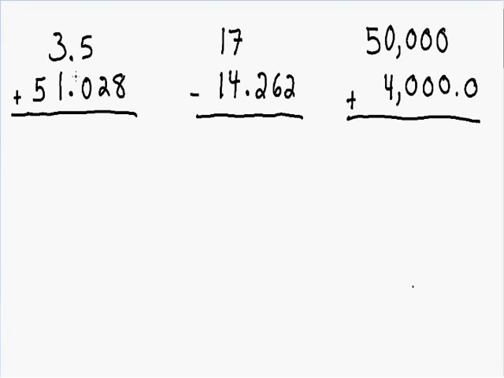In our first example, we have 3.5 plus 51.028. And if we just do the math and we add these two numbers together, we get an answer of 54.528.